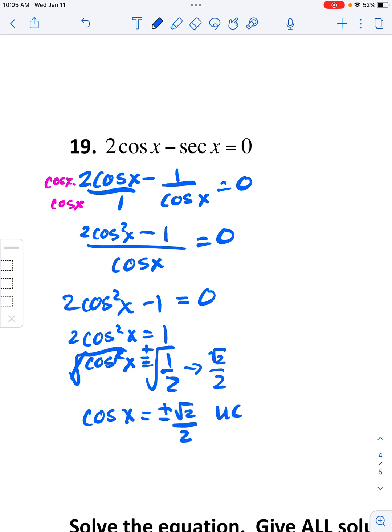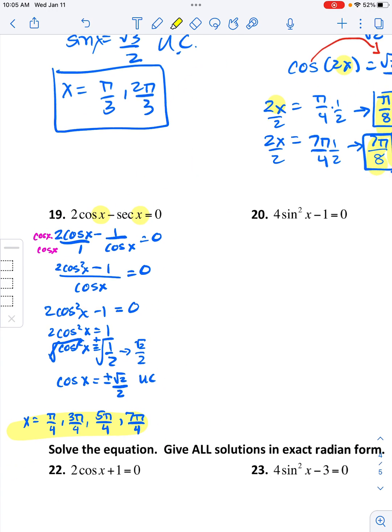So I go to the unit circle. This is not multiple angles. My x's up in the problem are just singular. It's not 2x or 3x. So I'm just going to get whatever I get on the unit circle, but I do get 4 answers simply because of that plus minus. So if you forgot the plus minus, you're going to be missing 2 out of your 4 answers. And I don't believe 50% is what you're going for. So here are my answers to that one.